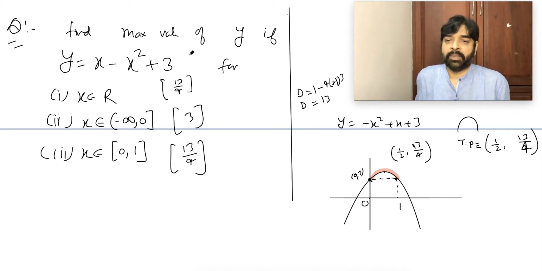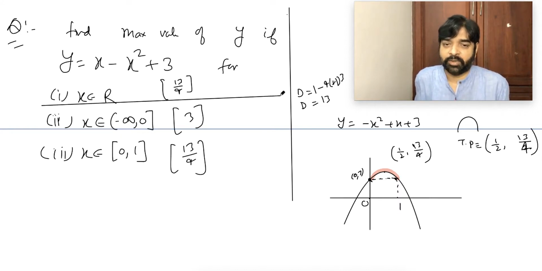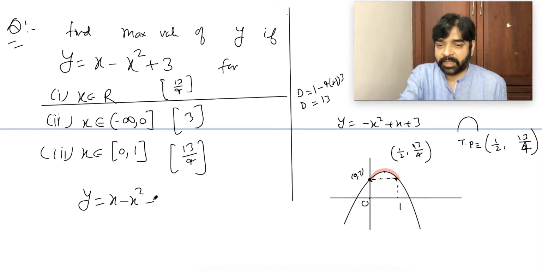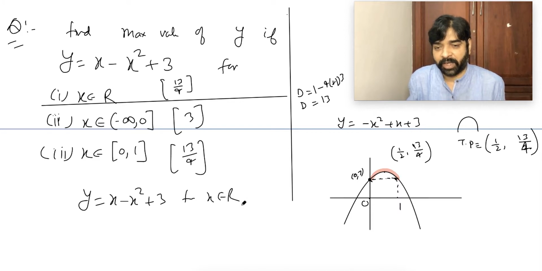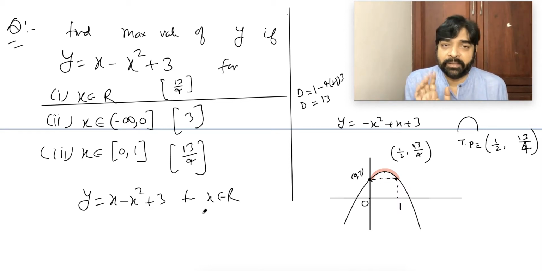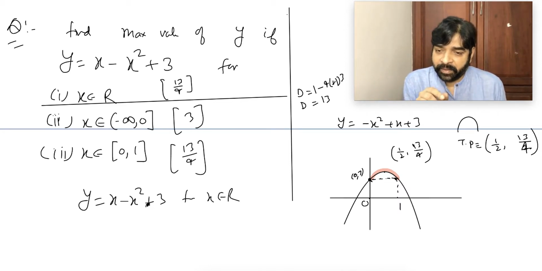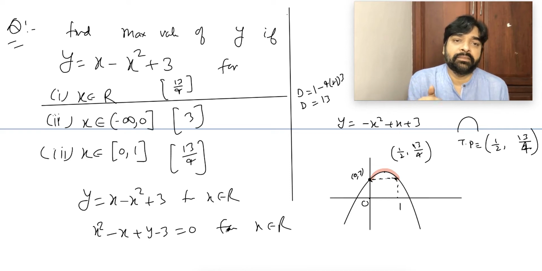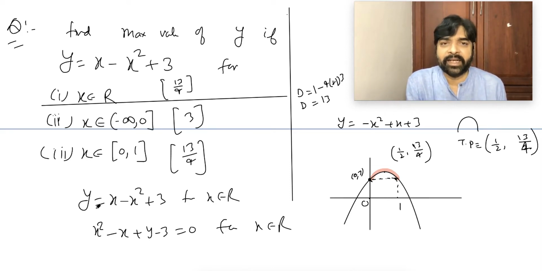Now look, the first part we can do without the graph also. They ask for the maximum and minimum value, not by differentiation, but another way. So y equal to, watch carefully, x minus x square plus 3, for x belongs to real numbers. Listen carefully: for x belongs to real numbers. Okay. Shift it: x square minus x plus y minus 3 equal to 0. Can I write it like this or not? Shifting to one side, nothing else I did.